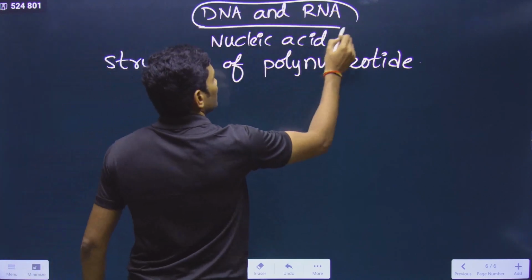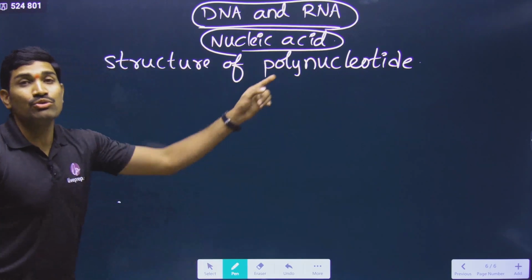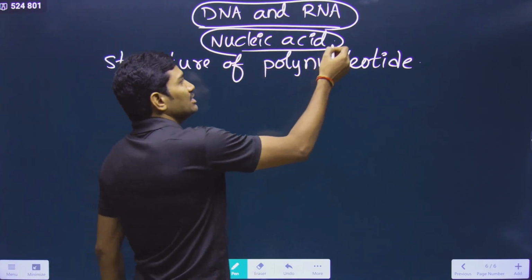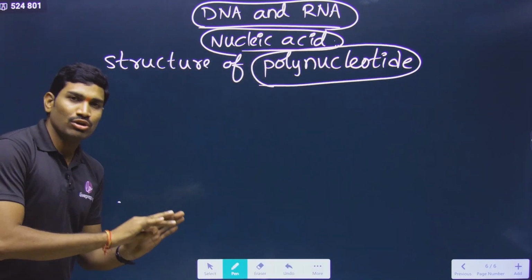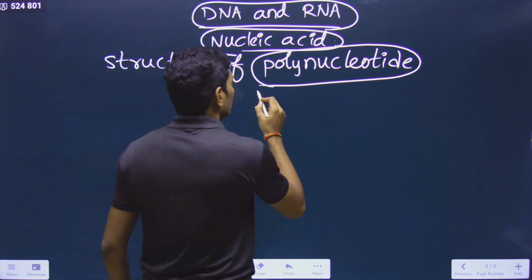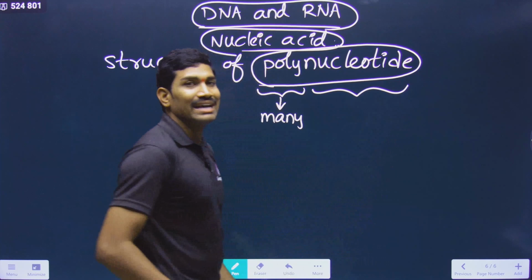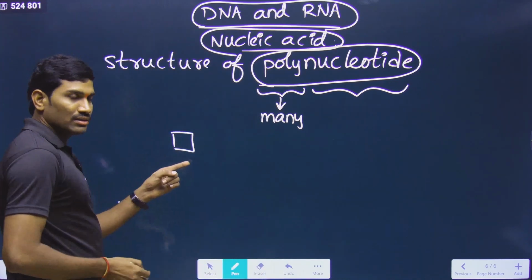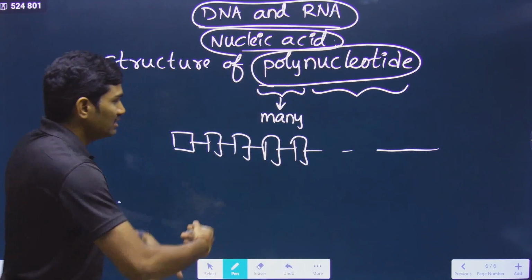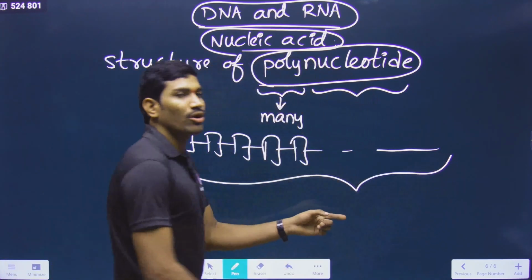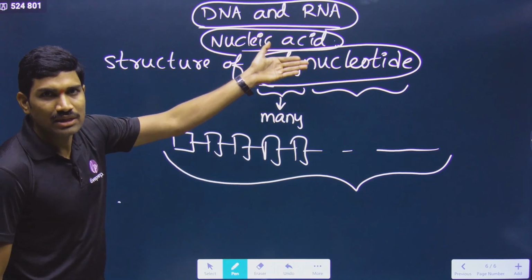Generally, we are expecting the names DNA and RNA. Okay, they have not given, fine. At least we are expecting the name nucleic acid. That also they have not given. Instead of nucleic acid, they have given a word called polynucleotide. Structure of polynucleotide. Now, what is the meaning of this? Poly means many. Many nucleotides are attached to each other. This is one nucleotide, and to this, another nucleotide, another nucleotide, another nucleotide, like this. If many are attached in this way, it is called a polynucleotide. What is a polynucleotide? It is nothing but nucleic acid.